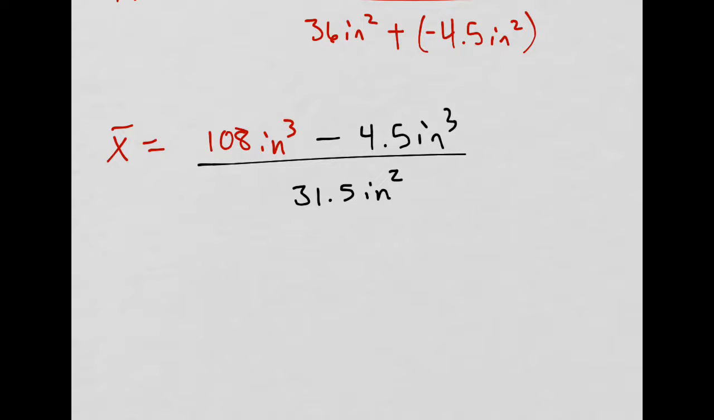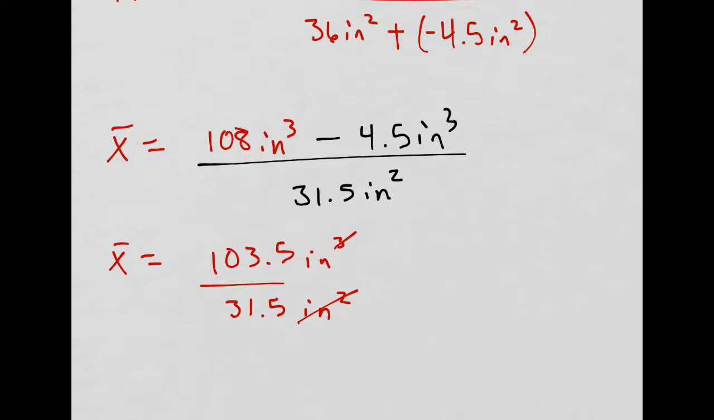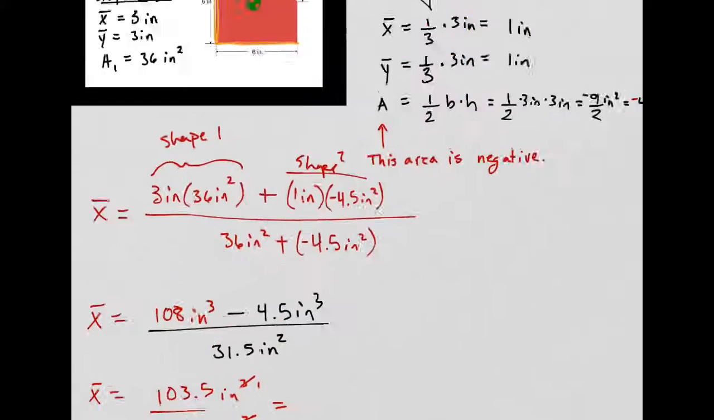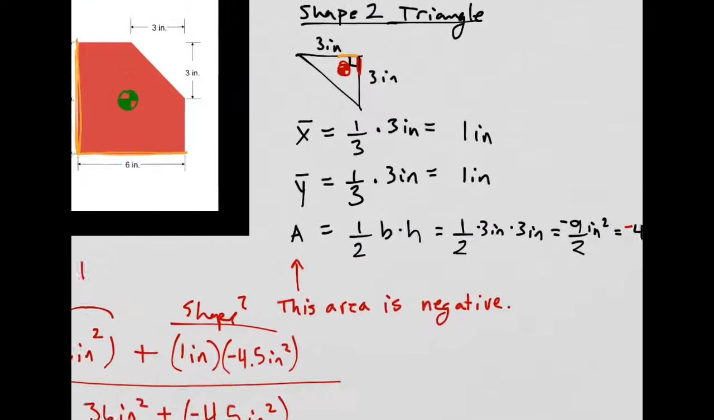So I'll continue with this. X bar equals 103.5, and I'm dividing it by 31.5. This is inches cubed. This is inches squared. So that means this goes away. This turns to just inches. That's good because I want it to be just inches. Whoops. Nope. Just kidding. I made a mistake.